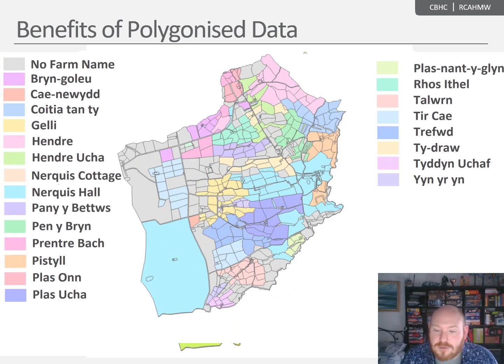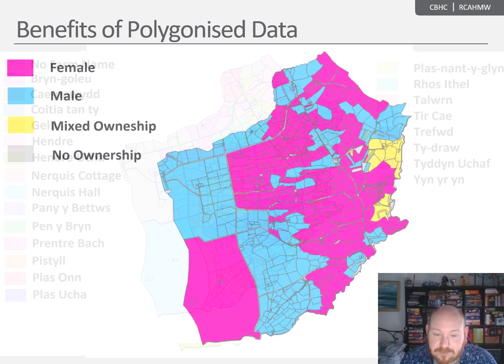The other thing we can do, if we have the information, again with the Nerquist tithe map, is that they actually list the farms and which fields belong to which farm. So at a glance we can see which land belonged to which farm, and straight away how the landscape has been divided between individual farms.